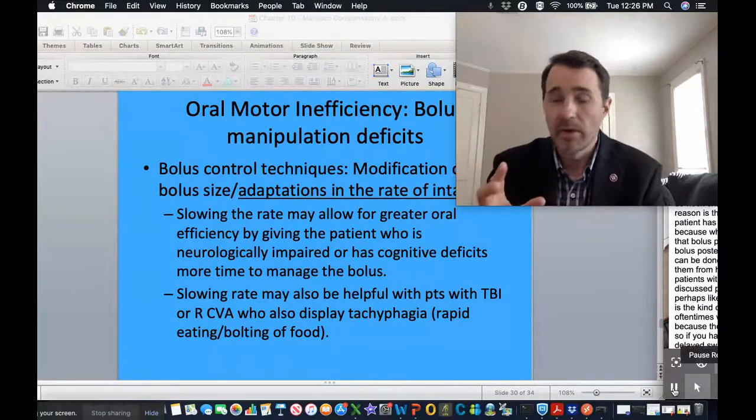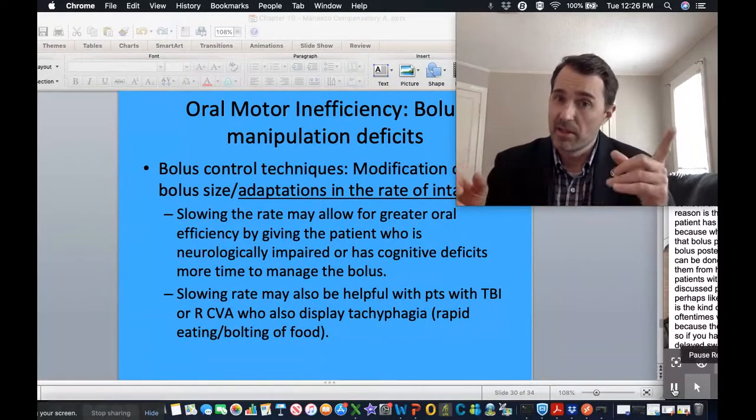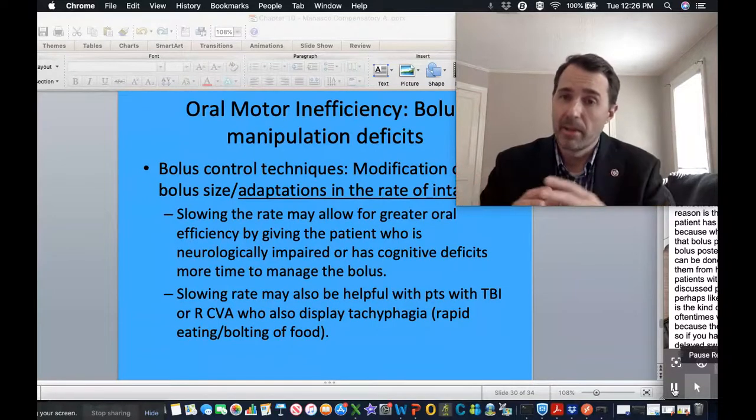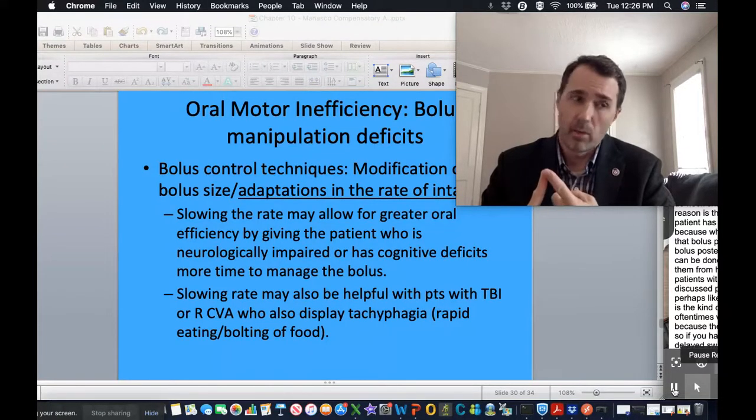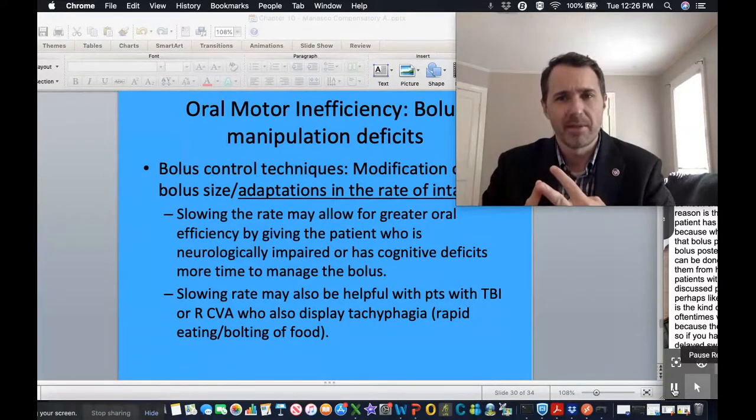But one of the difficulties with this is that your TBI patients, your right hemi patients, are going to have a lot of cognitive deficits. So are they even going to be compliant with you wanting them to slow down? Are they even going to be able to follow your recommendations to slow down?